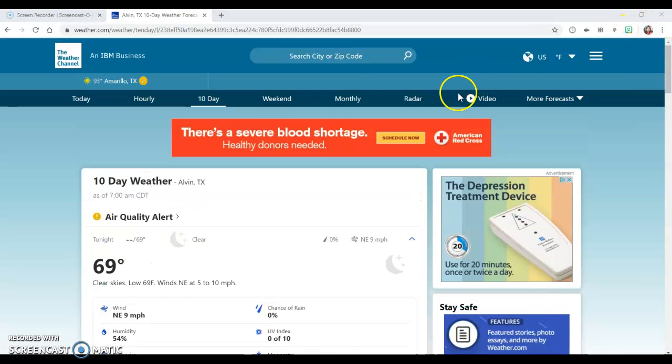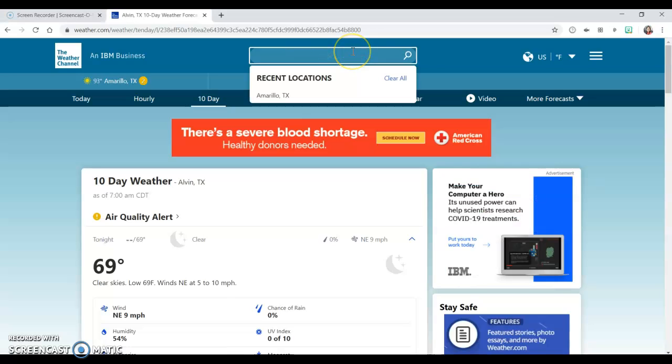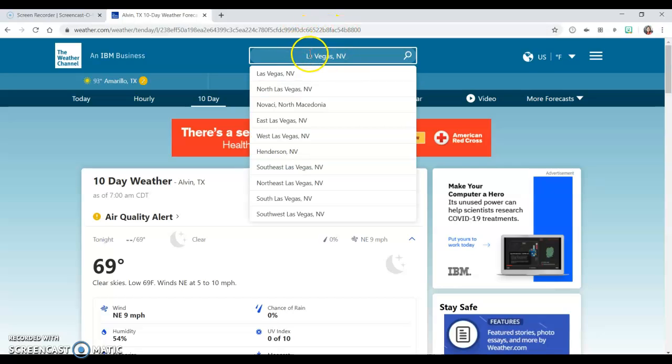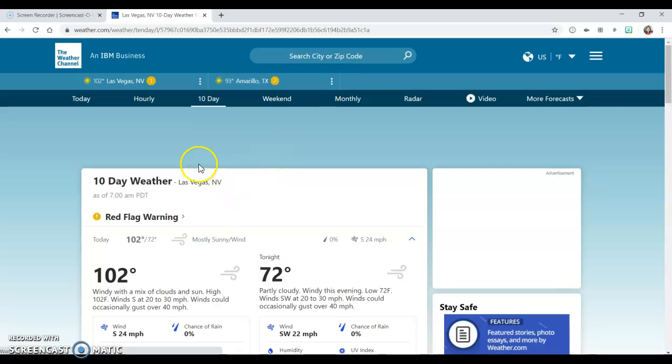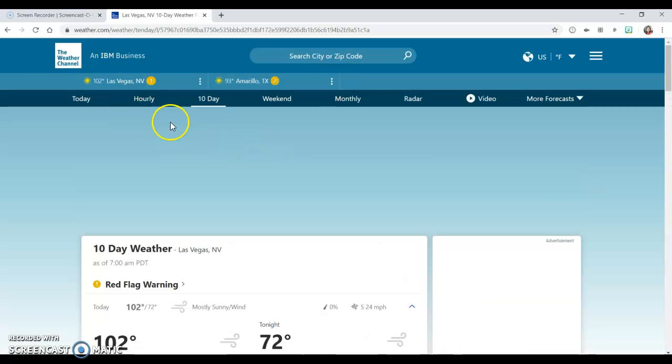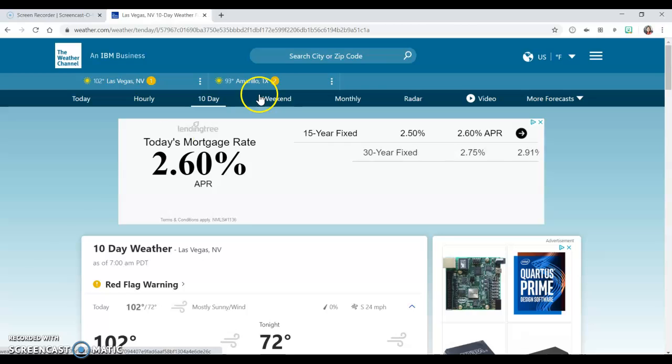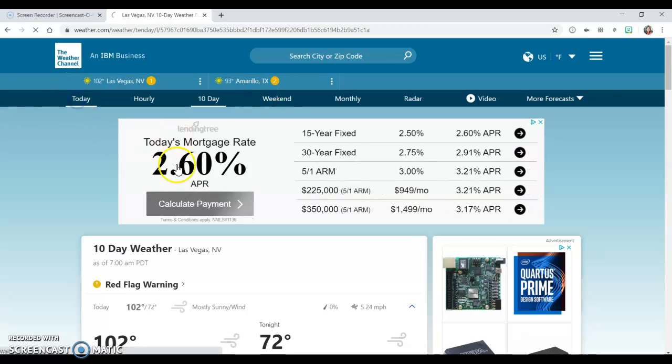Now, let's try to look for the weather in a different city. Let's say I want to see Las Vegas in Nevada. Oh, I spelled it wrong. There you go. Okay, and here is the weather for Las Vegas. And let me go to today's weather.